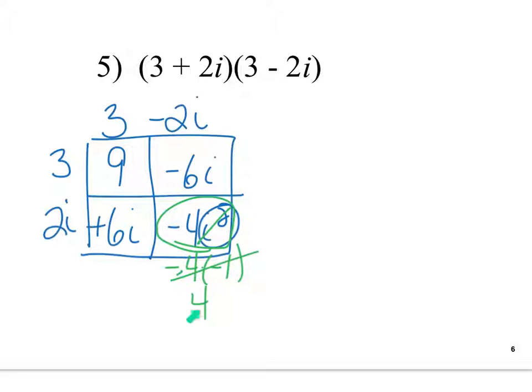So this one and this one are like terms. 9 and a positive 4 is 13. And these two are like terms, but this is a -6 and that's a positive 6. So that's 0. Done. So the answer is just 13. And that's the wonderful thing that happened. When you multiply conjugates, you lose that imaginary piece.